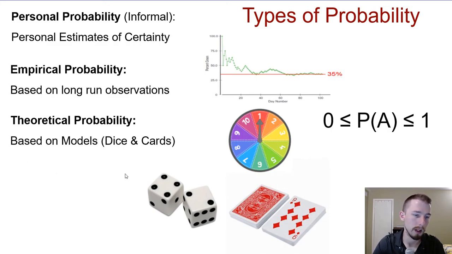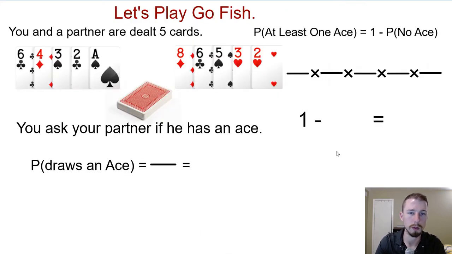Then we have theoretical probability, which we'll be spending most of our time dealing with, which is based on models such as dice and cards, where we know all the possible outcomes, and if it's truly randomized, like if we shuffle it, or of course the dice are reset every time, then we know what the possible outcomes are, the number of potential or favorable outcomes over the total number of outcomes, and that'll help us with our probability. So let's do an example of that.